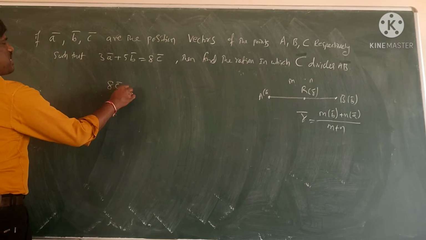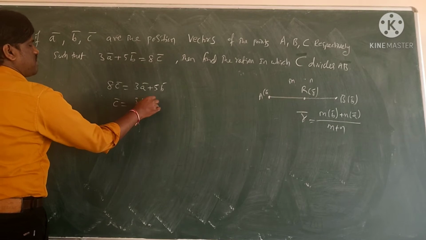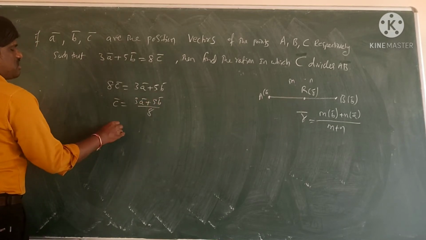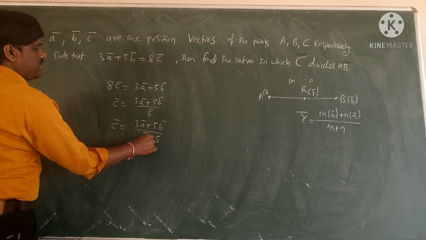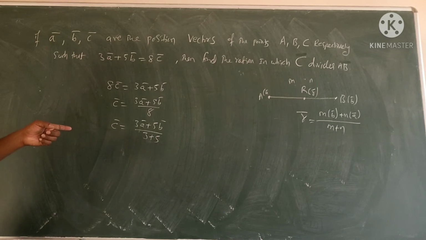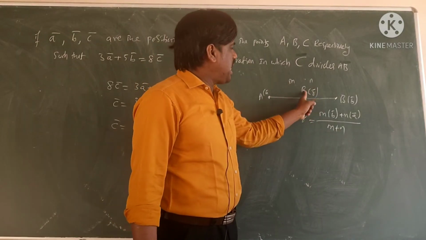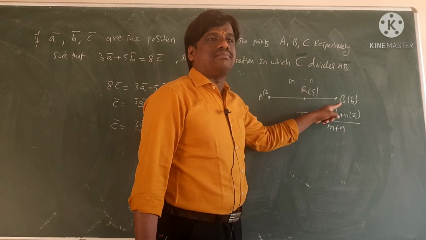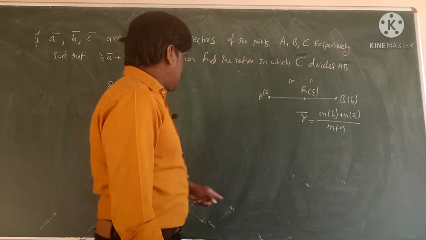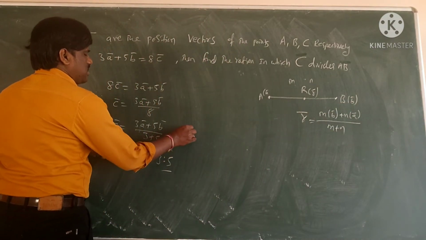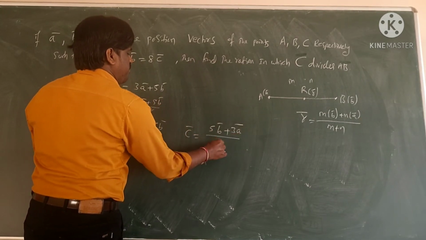8 times C vector, can I write as 3A vector plus 5B vector? Then C vector is equal to 3A vector plus 5B vector by 8, which is 3 plus 5. If you compare this with m times B vector plus n times A vector, by m plus n, we can write C vector as 5 times B vector plus 3 times A vector by 5 plus 3.